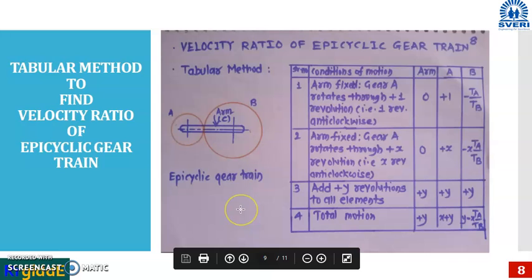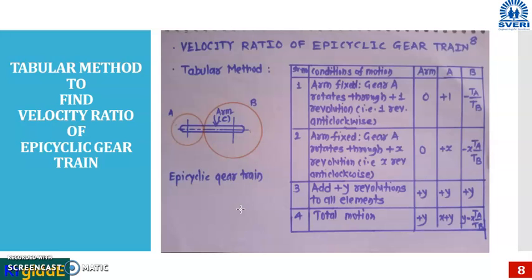Now, usually for simple, compound and reverted gear train, we have seen that the velocity ratio with respect to the input and output gear can easily be found just by visualizing those gear trains.